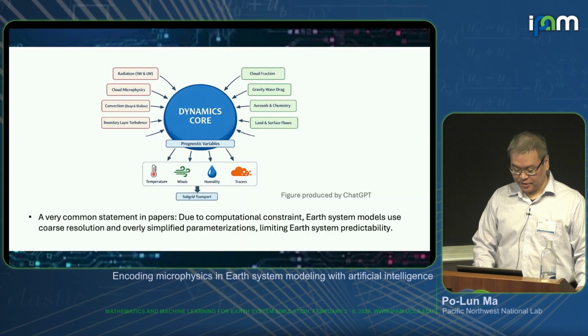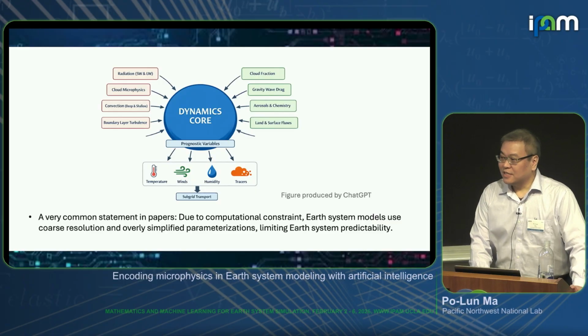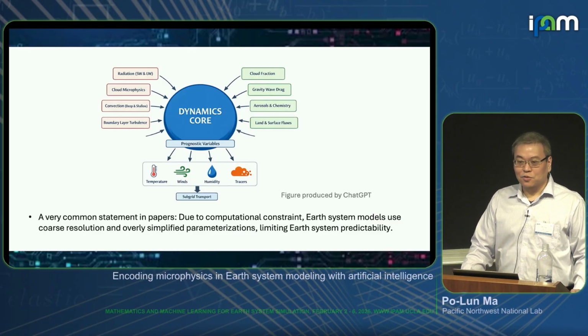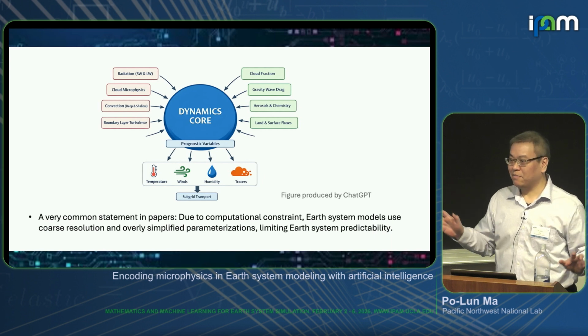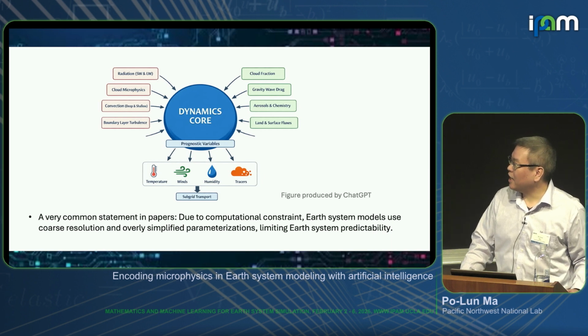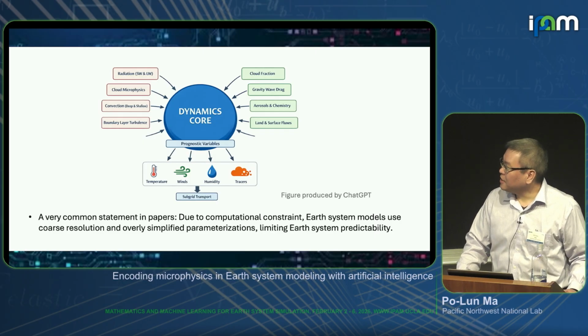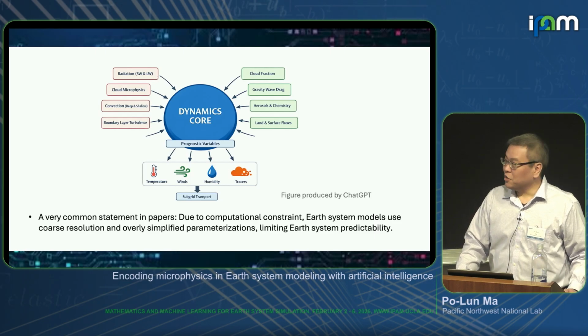So this is a figure produced by ChatGPT because I was trying to draw how the different components in the atmosphere model should look, and couldn't really make it look pretty enough. So I decided to let ChatGPT give it a try, and it does a pretty good job.